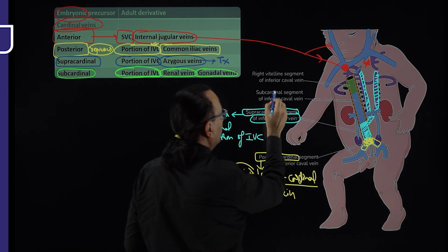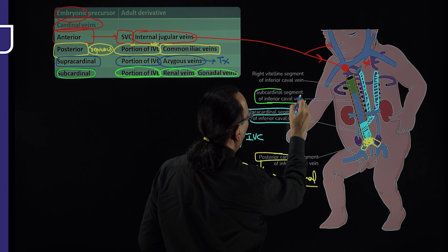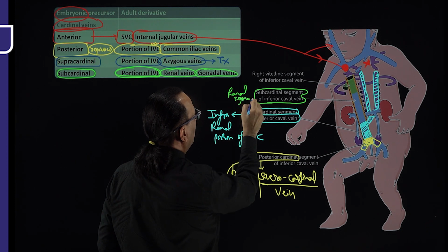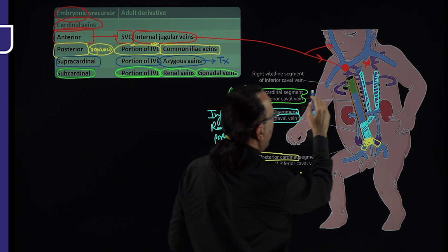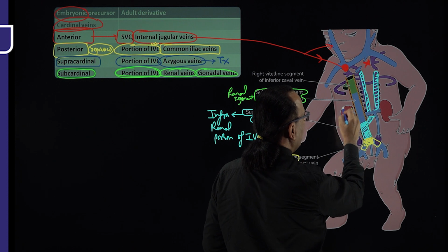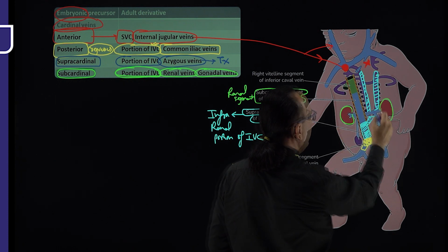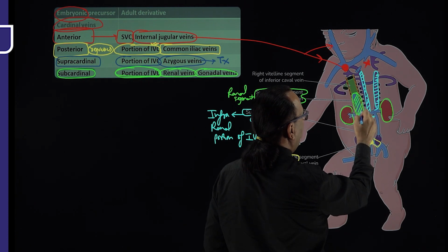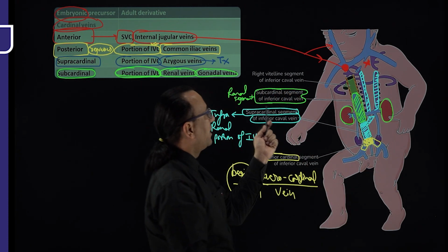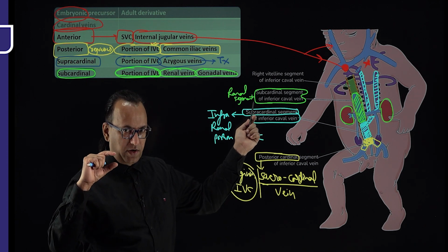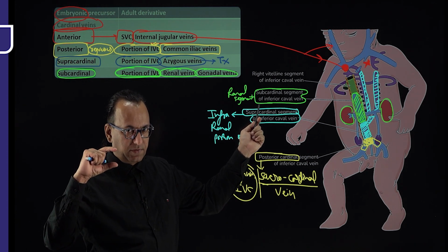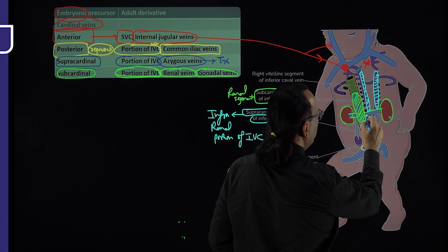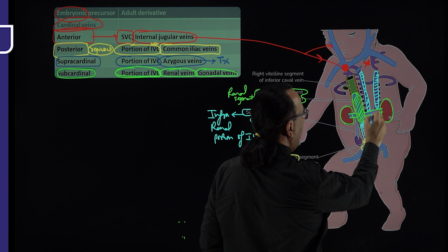We are telling the subcardinal veins contribute to the renal segment of the inferior vena cava. So where is the renal segment in the diagram? These are the kidneys, the right kidney and left kidney, and this is the renal portion of inferior vena cava. And we have to understand that the subcardinal vein is not only contributing to the renal portion of inferior vena cava, it is also contributing to the renal veins and also suprarenal veins, even the gonadal veins.